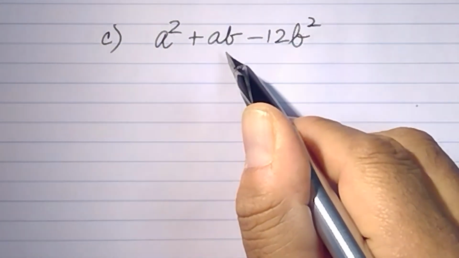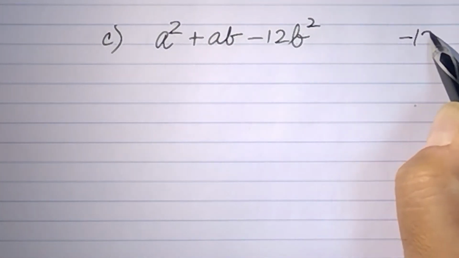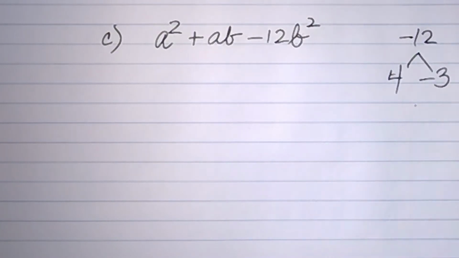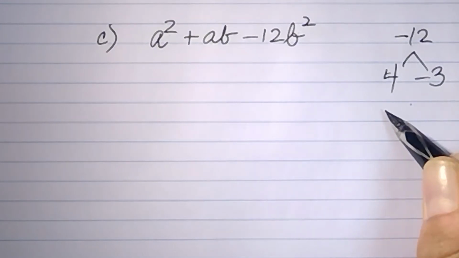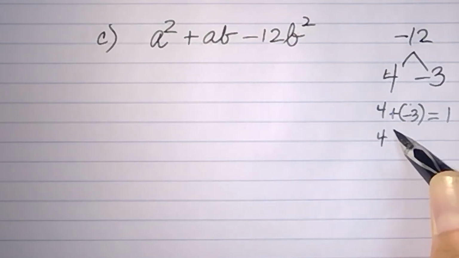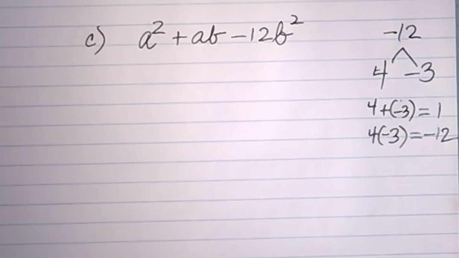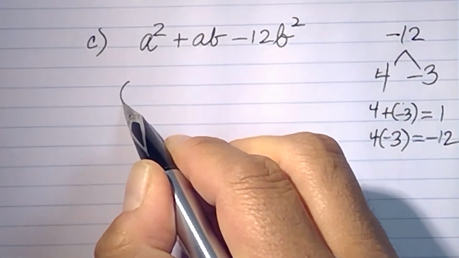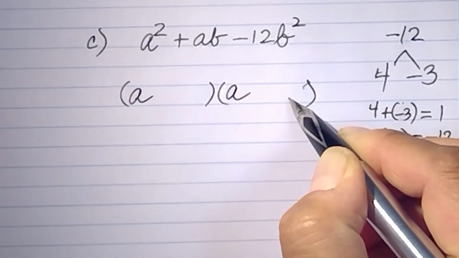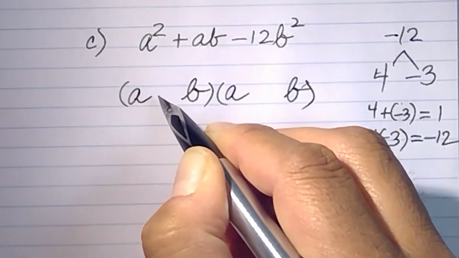I've got a squared, ab, b squared. I've got 1 times negative 12, so that gives me negative 12. Two numbers that multiply to give me negative 12: 4 times negative 3. So 4 plus negative 3 is equal to 1. 4 times negative 3 is equal to negative 12. Okay, that's where I got those numbers from. What do I do with the brackets? Well, remember, these are special cases. I've got a, I've got a, I've got b, I've got b. My numbers are positive 4, negative 3.